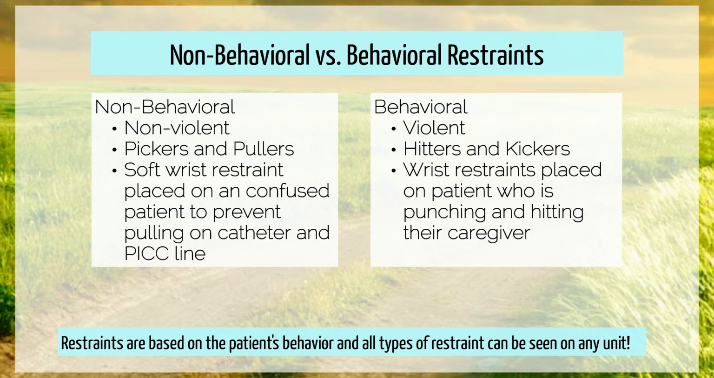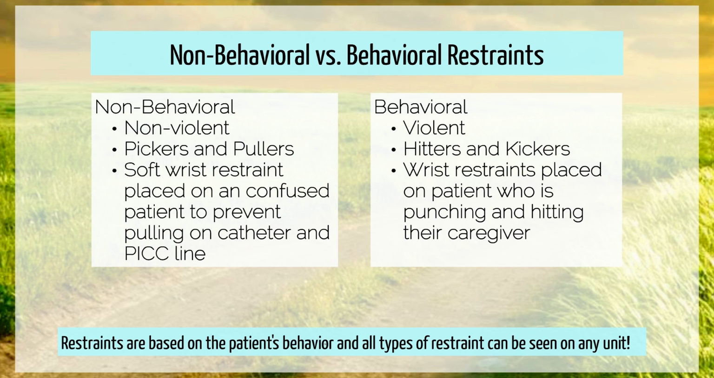So if you had somebody who had the same situation, let's say that we have an elderly man come in because he fell and broke his hip. And if this patient is just picking and pulling on his lines and drains, his Foley catheter and his IV tubing, and we've tried everything else we can think of to maintain those lines and drains, and we had to put wrist restraints on that patient, those wrist restraints would be a non-behavioral restraint.